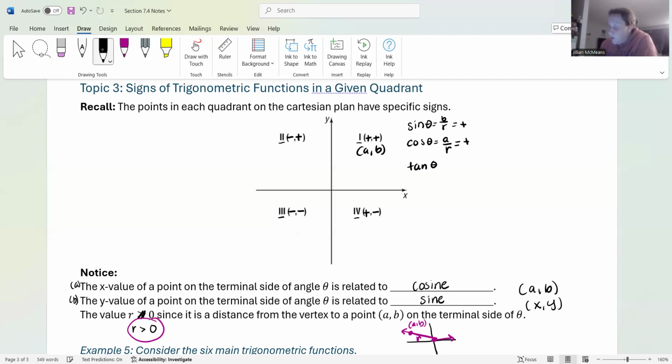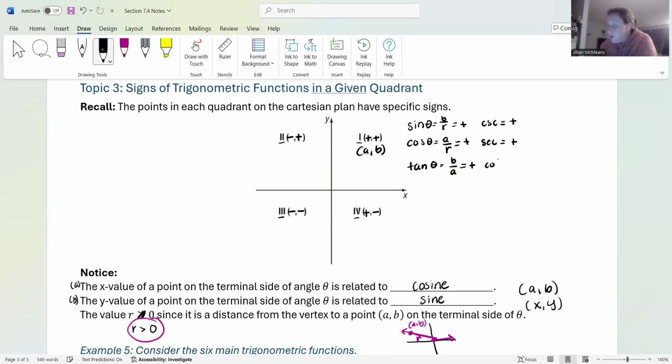Tangent was B over A. Since A and B are both positive, that makes tangent positive. And then we have the reciprocal functions. So we have cosecant. Well, if sine is positive, so is cosecant. We have secant. Well, it's the reciprocal of cosine, so if cosine is positive, so is secant.